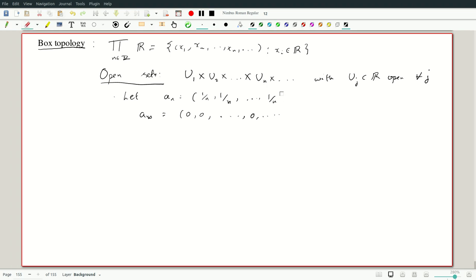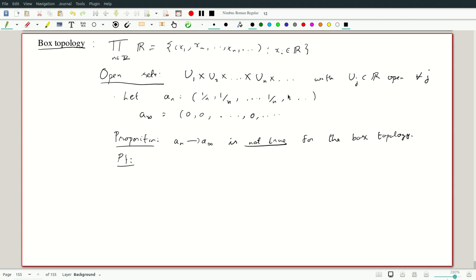To clarify, this is not finite, it goes on forever. It's 1 over n. Okay, so then the claim, or I can call it a proposition, is something you would always expect, which is that an converges to a infinity, and this is not true for the box topology. And the reason is quite simple. We can make the Un's smaller and smaller very rapidly.